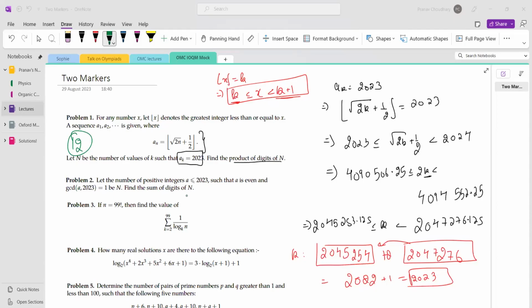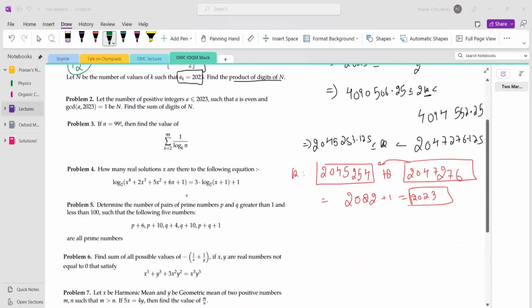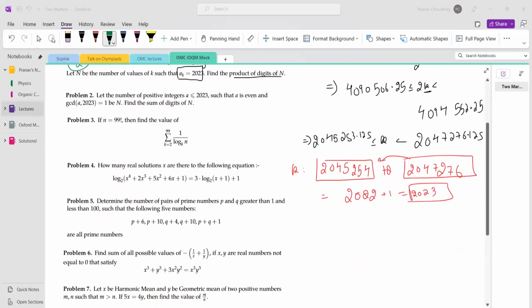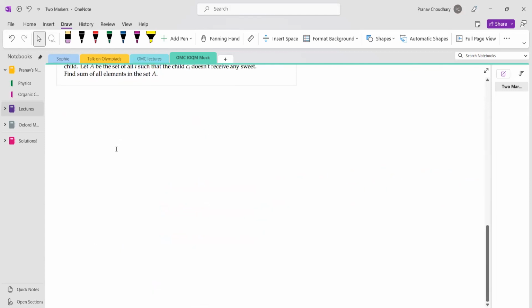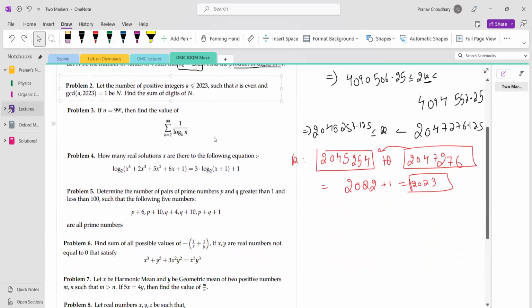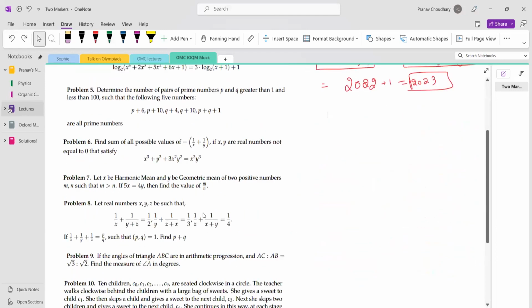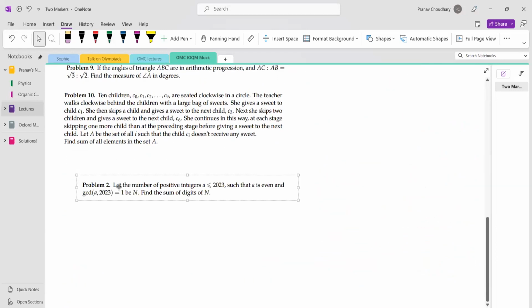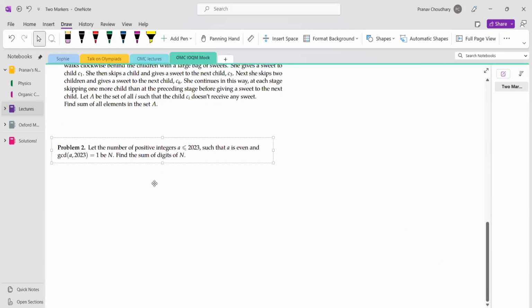Okay, so let's move on to problem number 2. Let n be the number of positive integers a less than or equal to 2023 such that a is even and GCD of a comma 2023 is 1. We have to find the sum of digits of n.